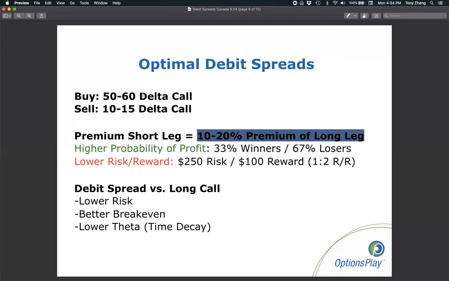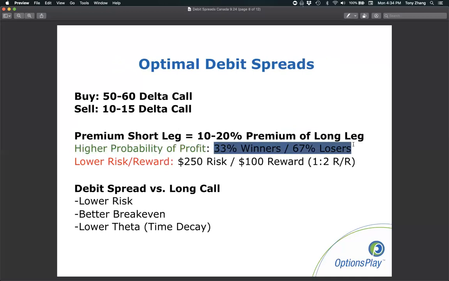And these types of trades, when you're buying a 50 to 60 delta call or put and you're selling a 10 to 15 delta call or put against it, you're generally going to find have higher probability of profits for debit spreads. These will have anywhere from 30 to 40% winners. And you're going to risk roughly $100 for every $250 reward on that specific trade.